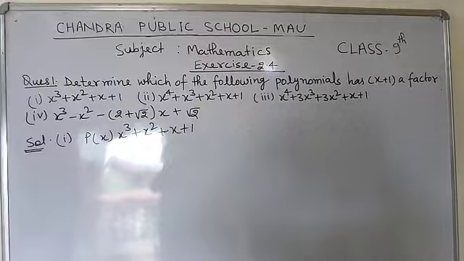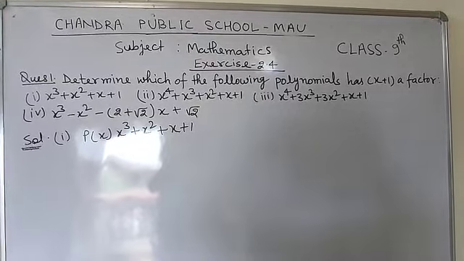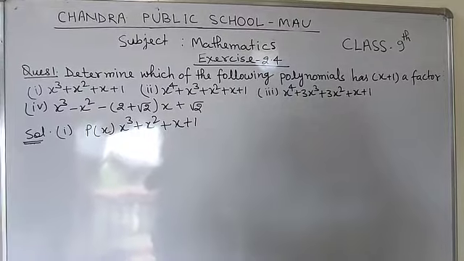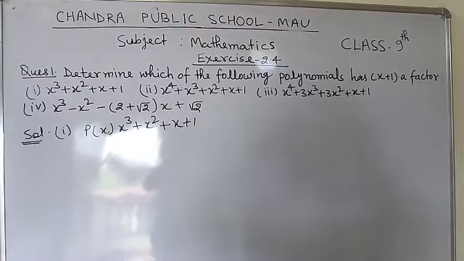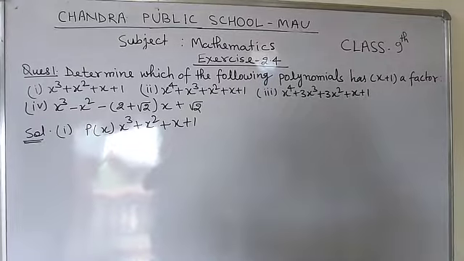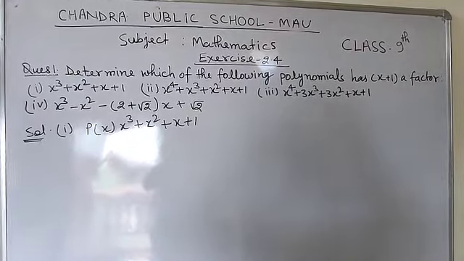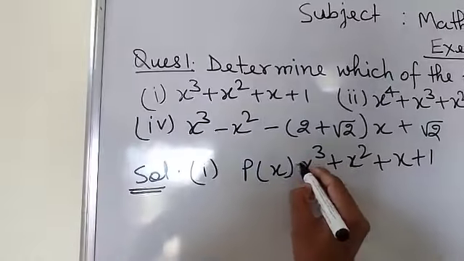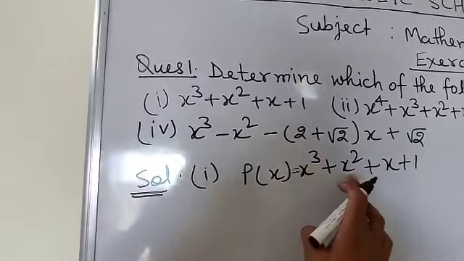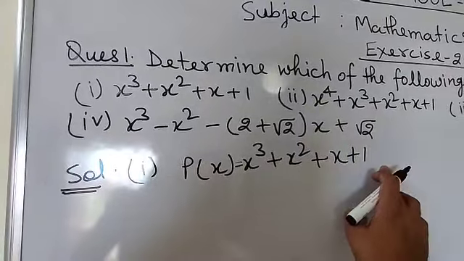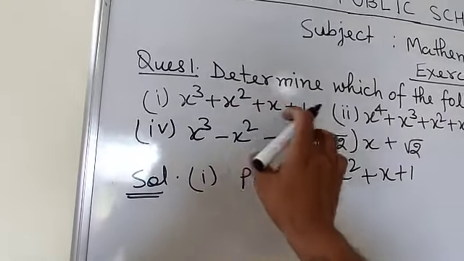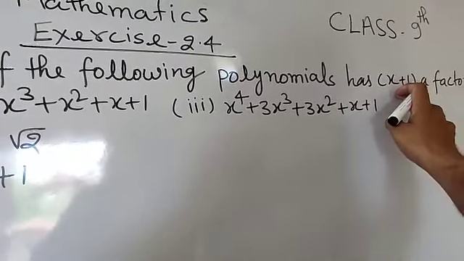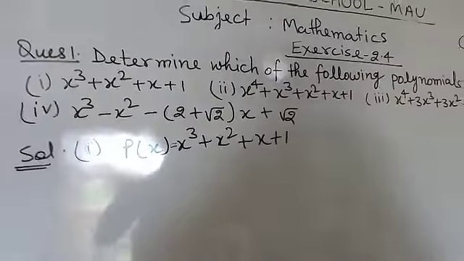So here I have written question number 1. Determine which of the following polynomials has x plus 1 as a factor. Four polynomials are given and you need to check for which of them x plus 1 is a factor. So I am going to check the first one. Here the first polynomial p(x) is given: x cube plus x square plus x plus 1. It is the dividend, and you need to check whether x plus 1 is a factor of this polynomial or not. So you need to find the remainder.